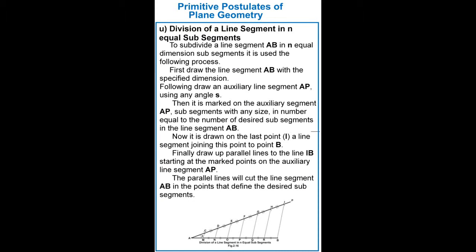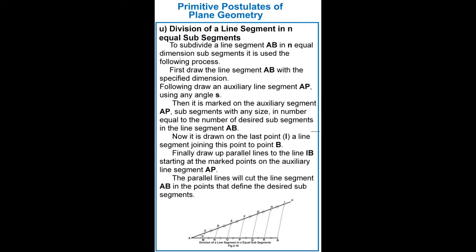In this slide is shown a method for dividing a line segment into n subsegments of equal dimensions. The slide in Figure 2.16 shows the method. To subdivide a line segment AB into n equal subsegments, first the line segment AB with dimension specified for this segment is drawn. Next, auxiliary line segment AP is drawn, using any acute angle S with the original segment AB. In the auxiliary line segment AP are marked n subsegments of any size, but all with the same chosen dimension.